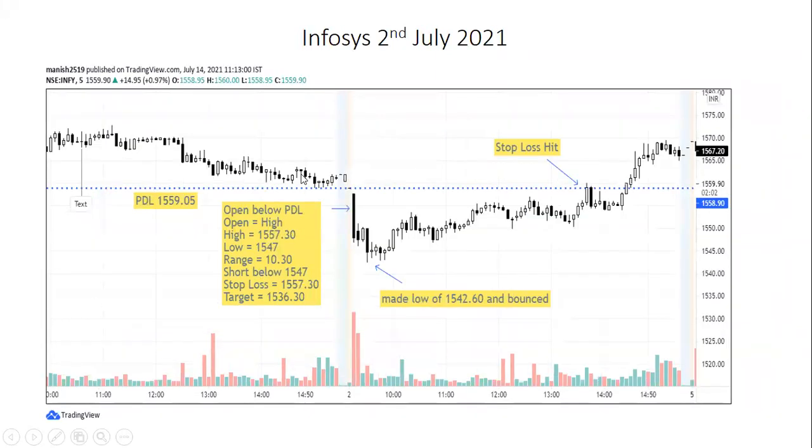Okay, now this is the failed trade. See, in this case, what happens? Stop loss hit. So again, Infosys, nice setup, gap down opening, open equal to high formation. Everything was perfect. Short trade was also triggered. But suddenly you can see price took U-turn and our stop loss was hit. So some trades can be like this. So that's why position sizing, risk management, money management is very important.